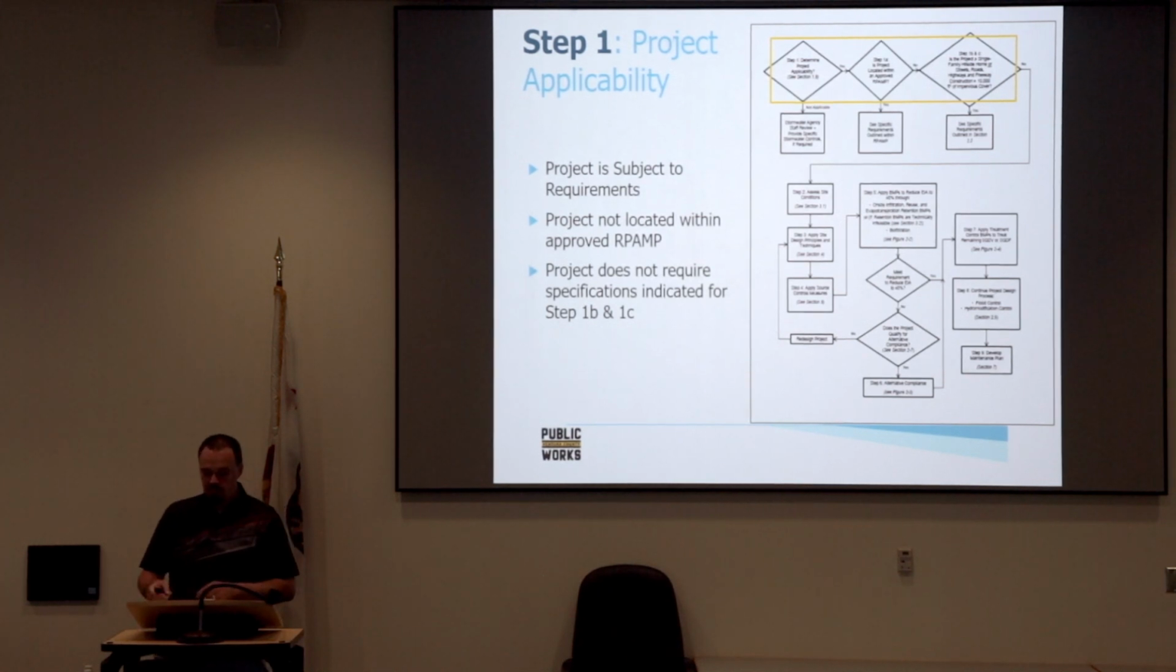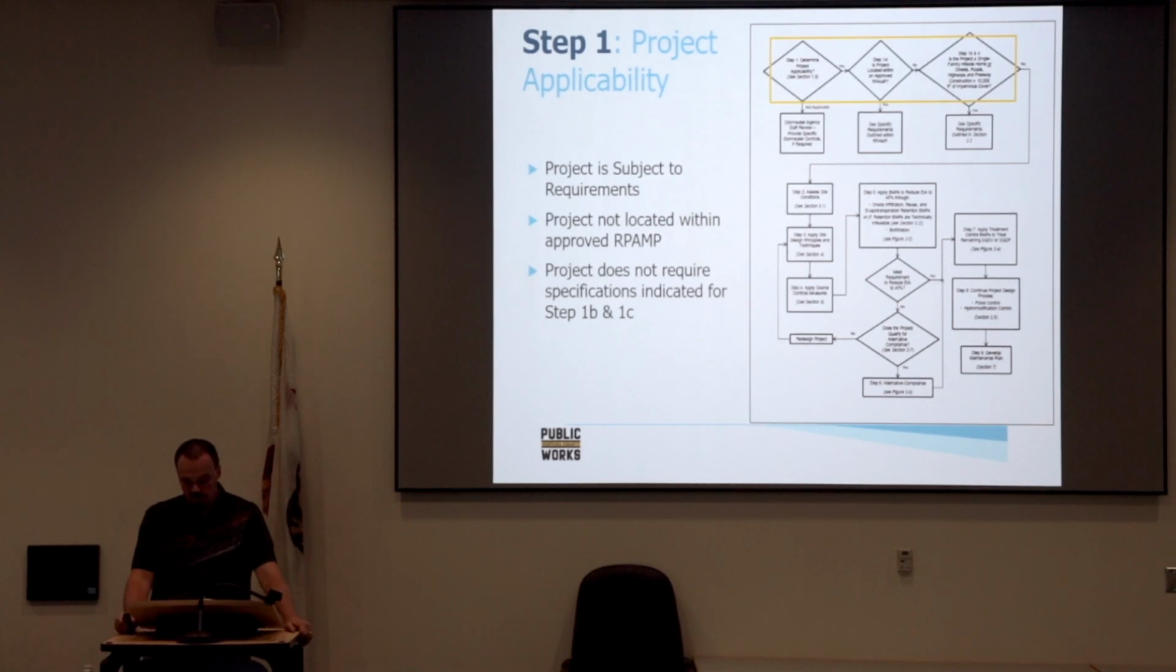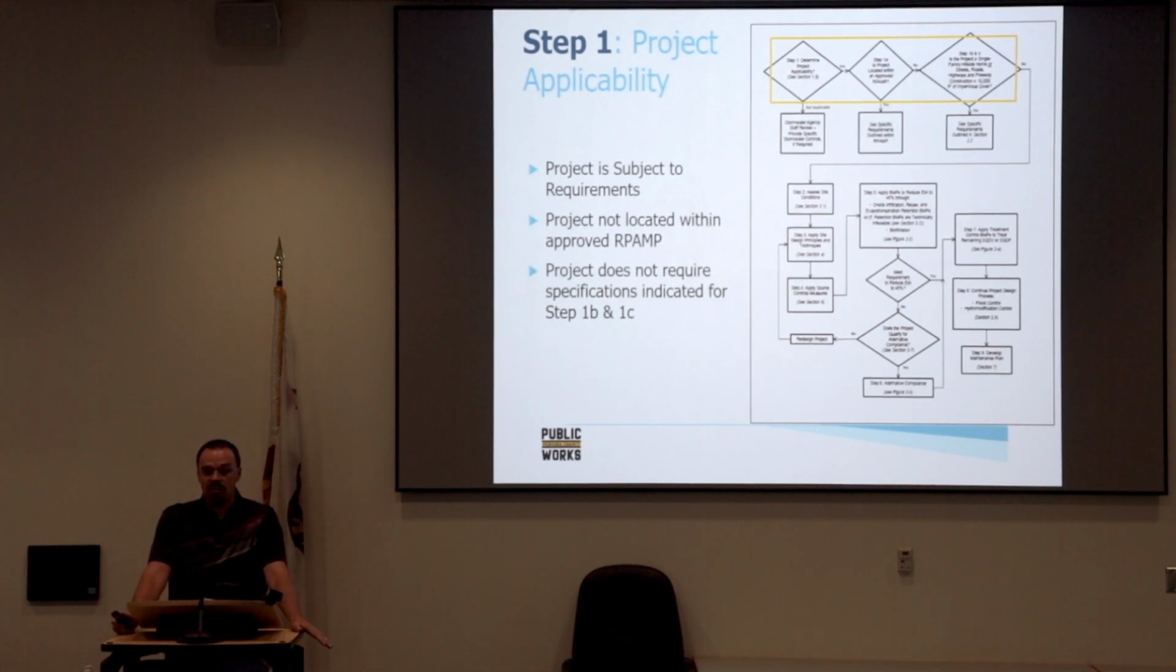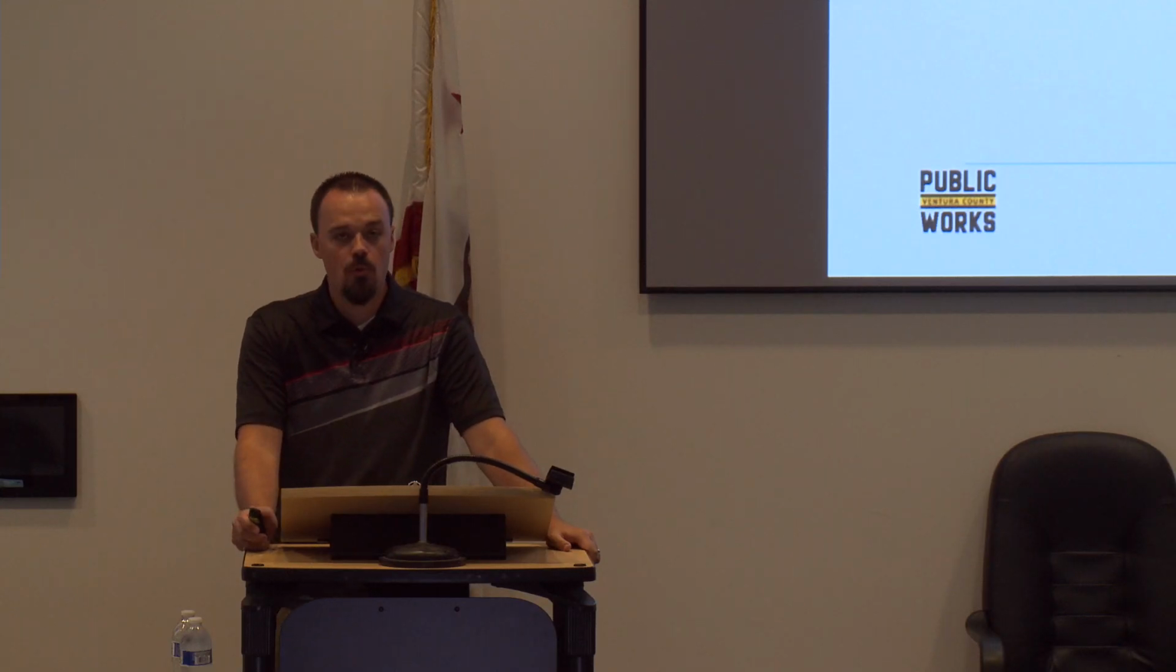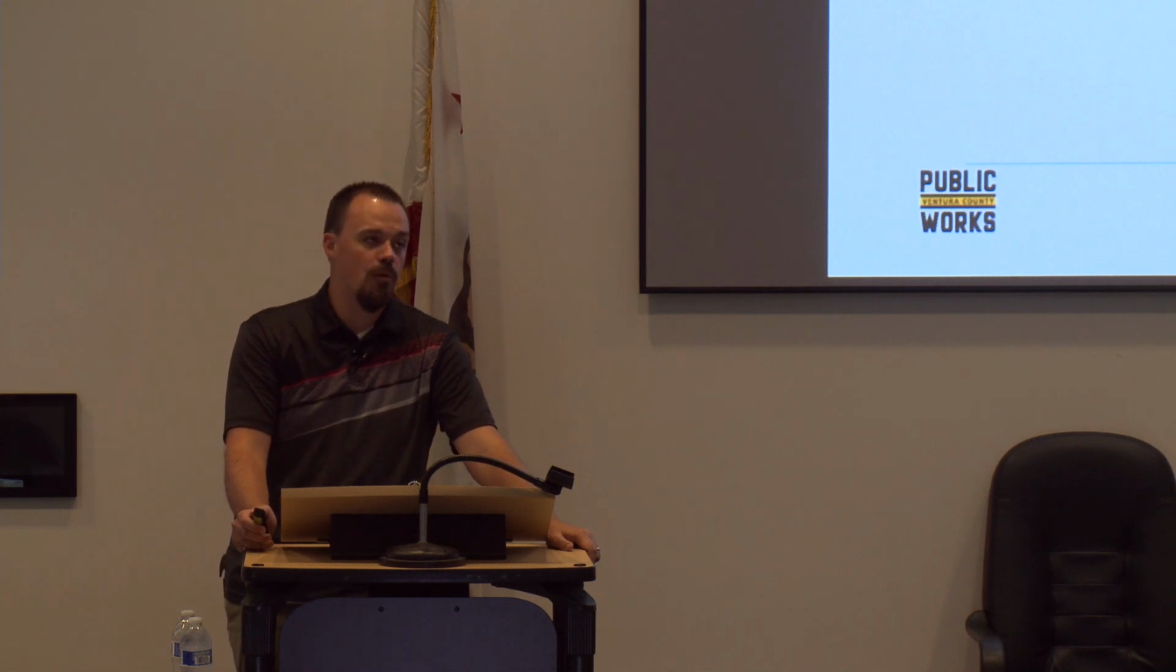And then there's a couple other aspects in here. A project not located within an approved RPAMP, which stands for Redevelopment Project Area Master Plan. I have never run into this. I haven't had anyone say, no, it's in an RPAMP. But it's in there. So if there is one that you're aware of in your area, that plan supersedes this technical guidance manual. Whatever's been approved through that plan, they're able to go through with those water quality requirements rather than the full 7-step process we're going to go through here.